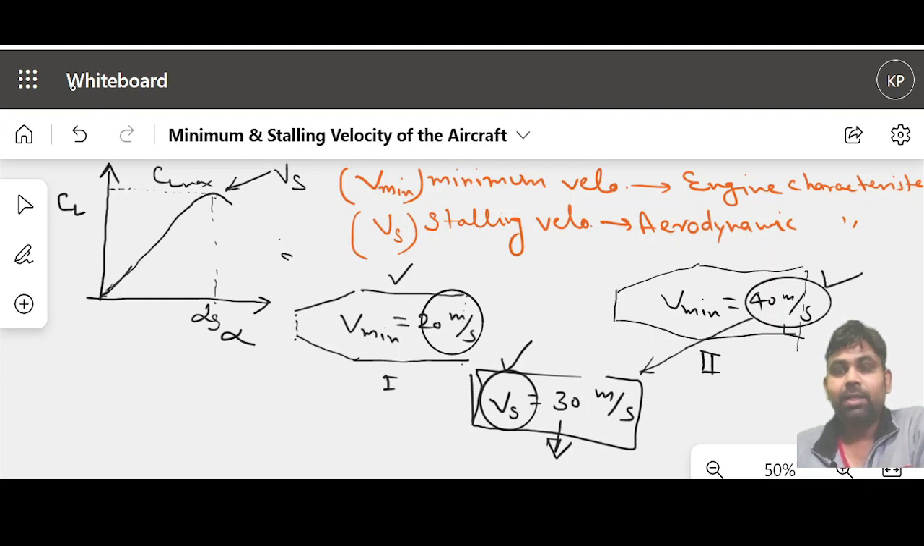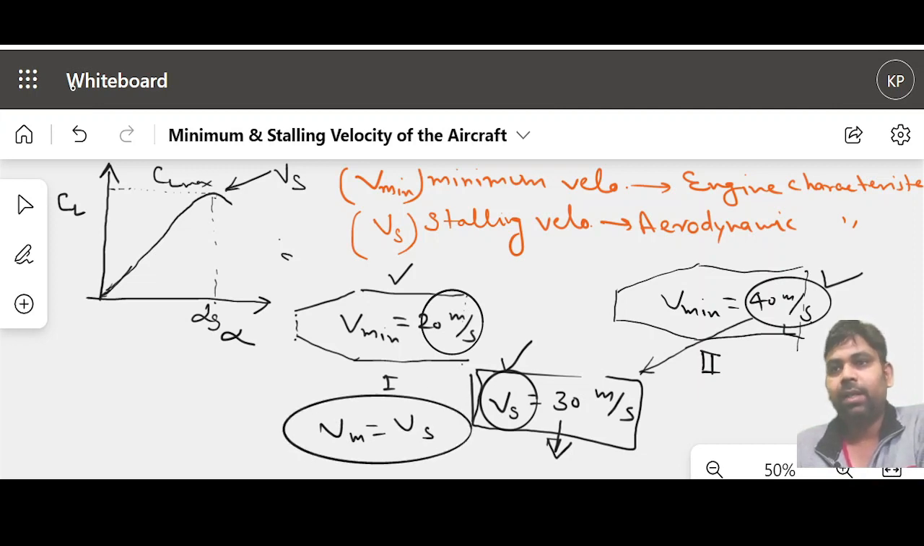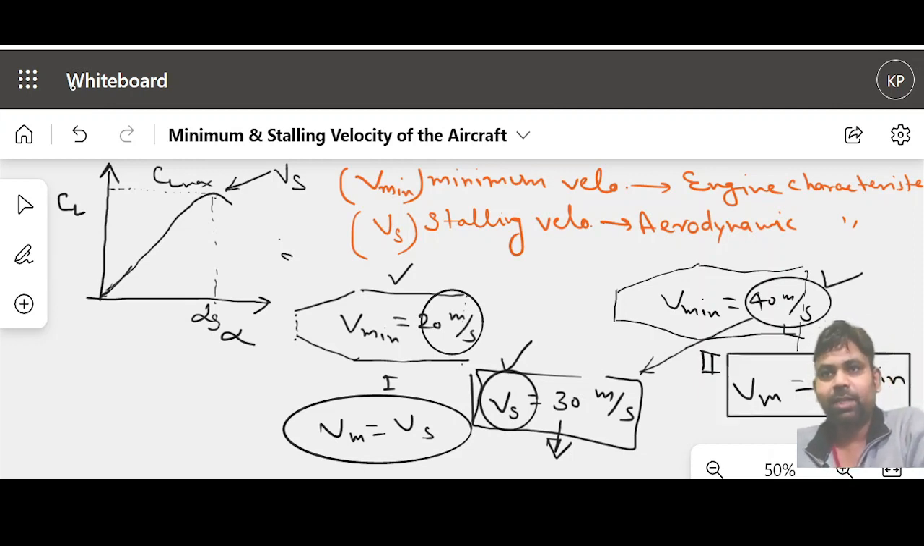So in the first case, the minimum velocity is the stalling velocity. In the second case, the minimum velocity is the velocity of the engine, the minimum velocity of the engine, 40 meter per second. Guys, I think you have understood this concept clearly. Always remember, minimum velocity is not the stalling velocity every time, okay? So minimum velocity depends on the engine, and the stalling velocity depends on the aerodynamic characteristics like the CL max, alpha s, and all those.